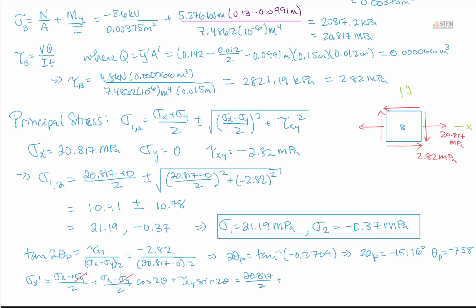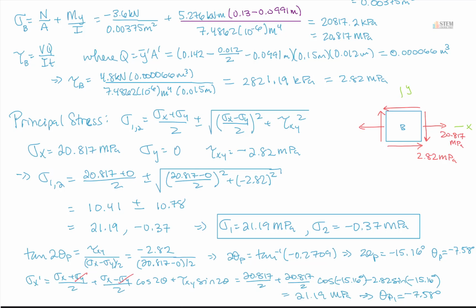20.817 over 2 plus 20.817 over 2 cosine 2 theta. So we already know 2 theta right here is negative 15.16. And then we got our shear stress, which is negative 2.82, sine 2 theta, which would be negative 15.16. So let's calculate that and see what we get for the stress. So if you plug all that into a calculator, you're going to get 21.19, and that would be megapascal. So if we look, this value is the same as this value. So that means this theta p is theta p1. Okay, so theta p1 is negative 7.58.